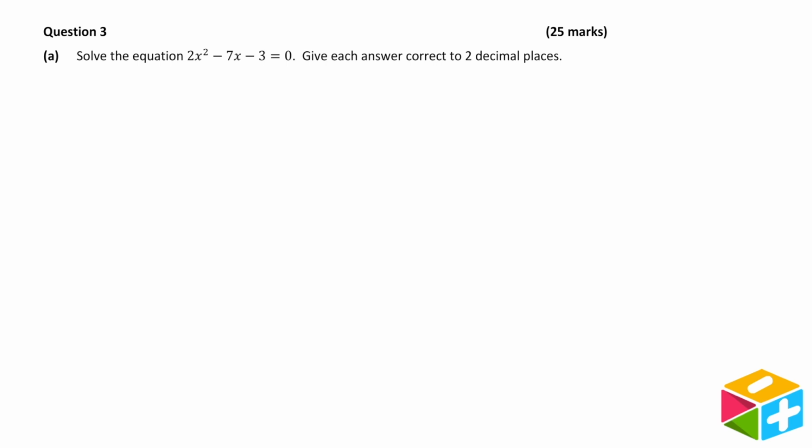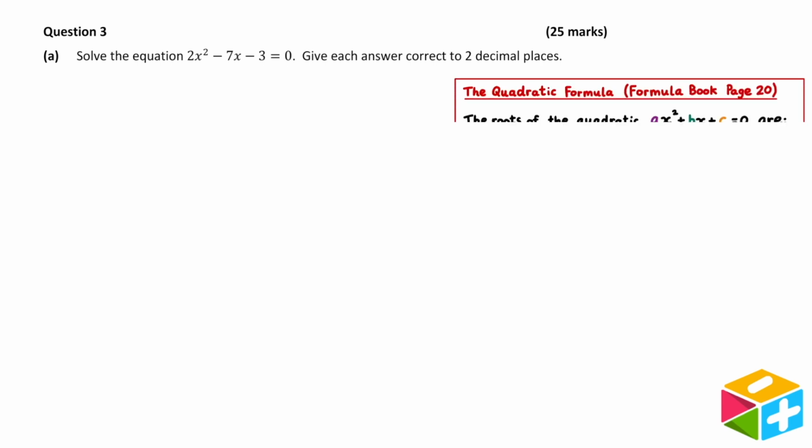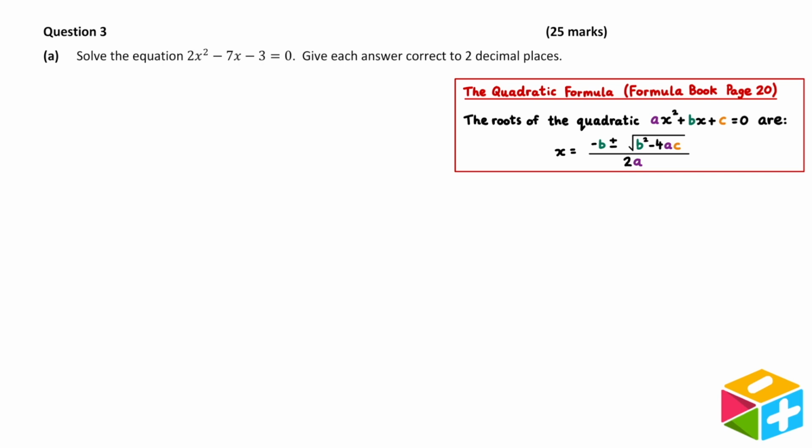The equation we are given involves an x squared term, an x term, and a number term. This is referred to as a quadratic equation, and to solve it, we can use the quadratic formula, which is on page 20 of our formula book. It says that the roots of the quadratic ax squared plus bx plus c equal to 0 are x is minus b plus or minus the square root of b squared minus 4ac, all divided by 2a. To use this formula, we should begin by identifying the values of a, b, and c.